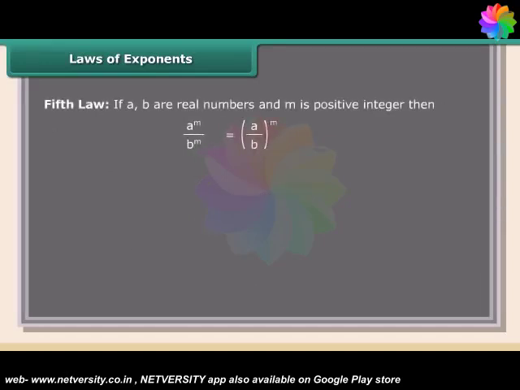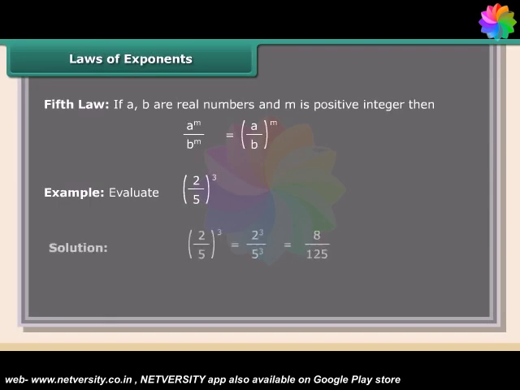Fifth law: if a, b are real numbers and m is a positive integer, then a^m upon b^m is equal to (a/b)^m. Example: evaluate (2/5)^3. Solution: (2/5)^3 is equal to 2^3 upon 5^3, which equals 8 upon 125.